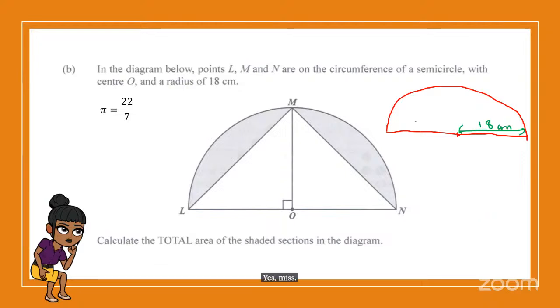What would we do? The area is equal to what? What is the formula again? Pi r squared. All right. So we have pi, that's 22 over 7, times what? 18. Times 18. Times 18.